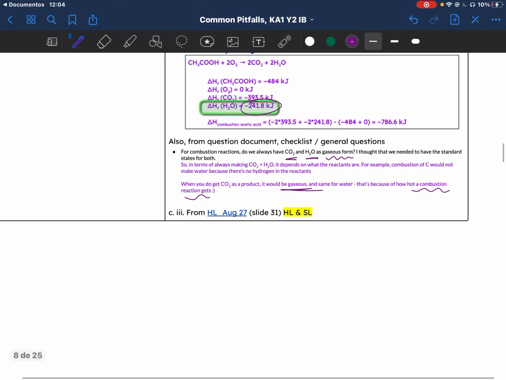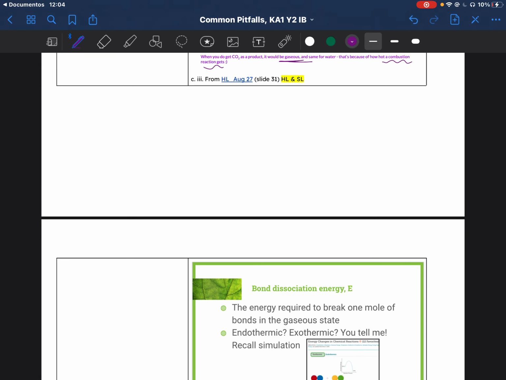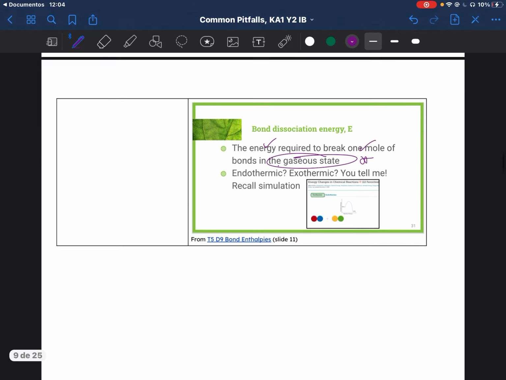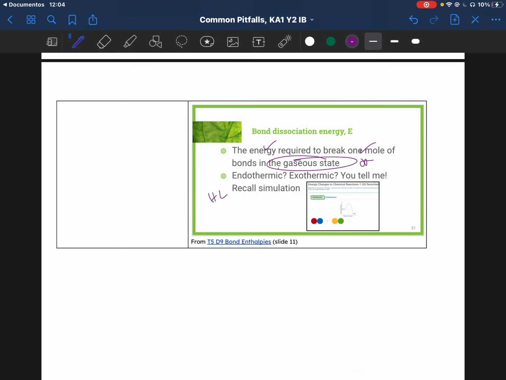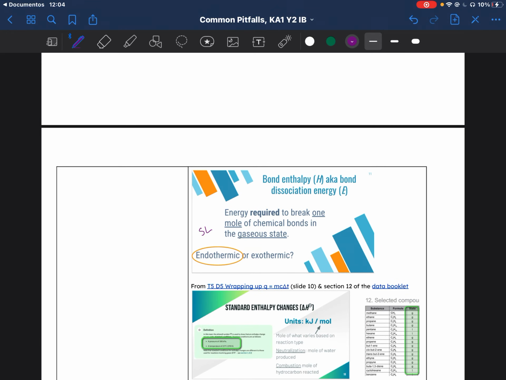All right, moving on. Next question, bond dissociation energy. So, the energy required to break 1 mole of bonds in a gaseous state. You did need to name that it was a gaseous state. We've seen this definition a couple times. This was an HL slide. This was an SL slide or core content.